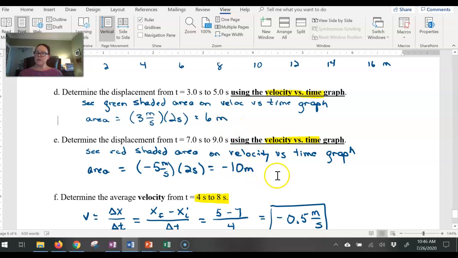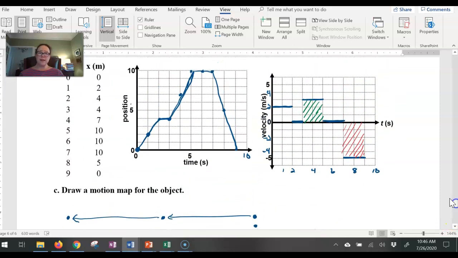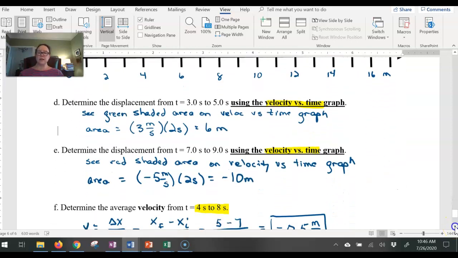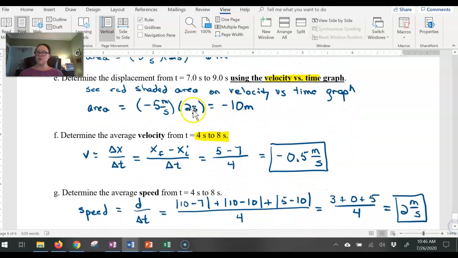And then I did the same thing for the displacement from time 7 to time 9, only that displacement is below the x-axis, right? It's moving in the negative direction. So that area is going to have a negative value because it's negative 5 meters per second, that's the height of the box, times 2 seconds. It's negative 10 meters.